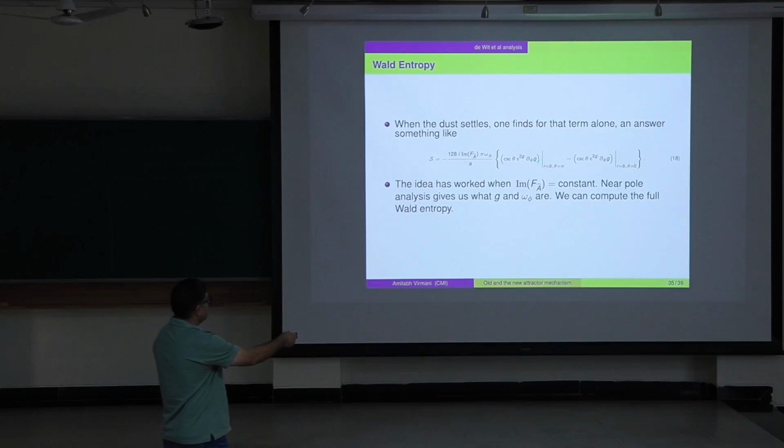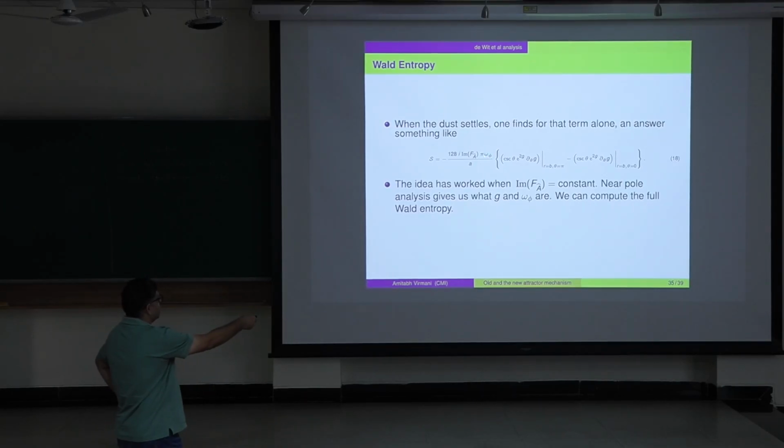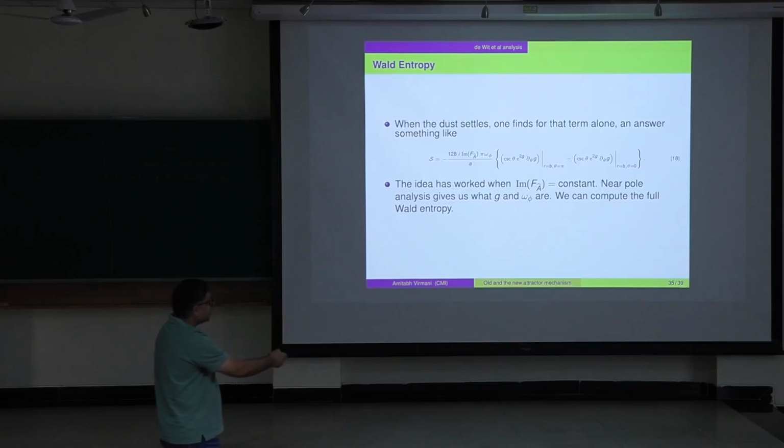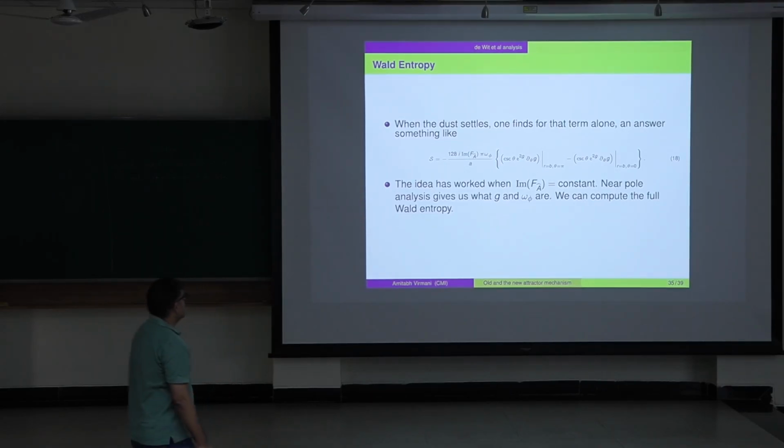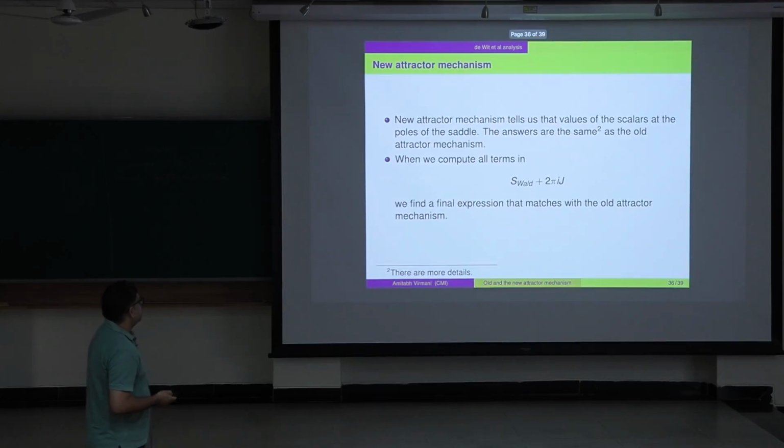Okay, so when the dust settles, one finds that just with that term, the answer looks something like this. You get some total derivative, which becomes some calculation at the north pole, some calculation at the south pole, and then some prefactors in front. I have already argued that omega phi was a constant at the horizon, and if we work with a theory where imaginary fa hat is a constant, then you can see that the localization has worked, because this is some quantity which Chen, Murthy, Turiaci will tell you how to compute at the pole. One computes these numbers and multiplies with these numbers, and you get the answer. So the idea worked for the case of imaginary fa hat equal to constant, and hence the near pole analysis completely allows you to fix G and omega phi, and this way we can compute the Wald entropy.